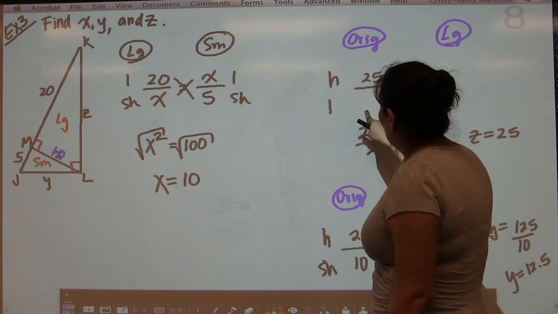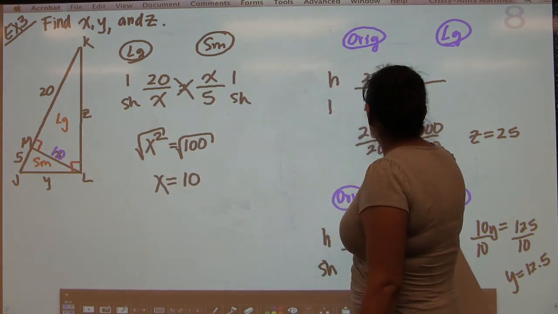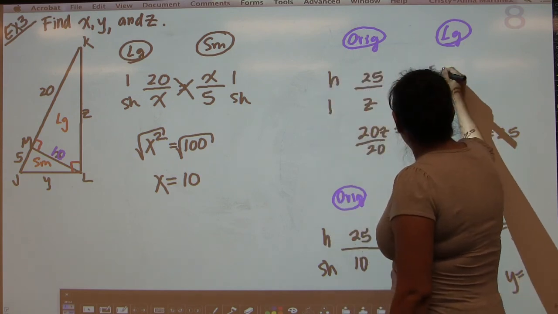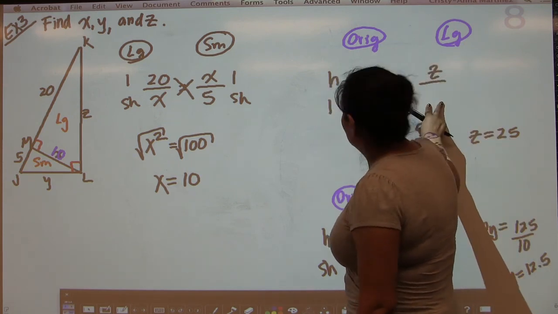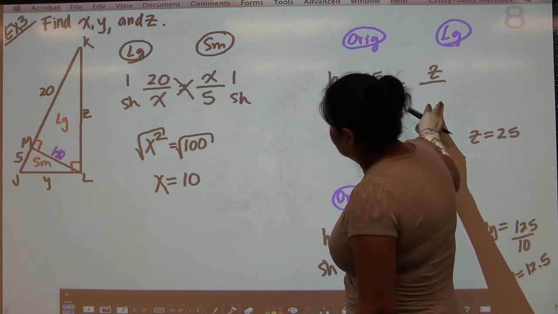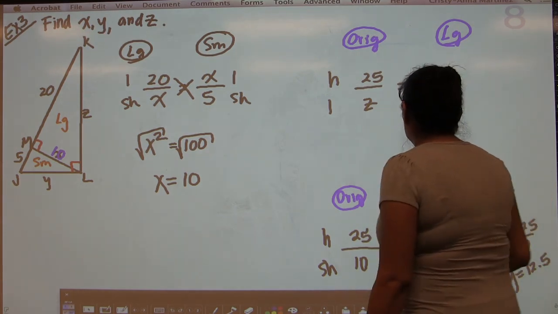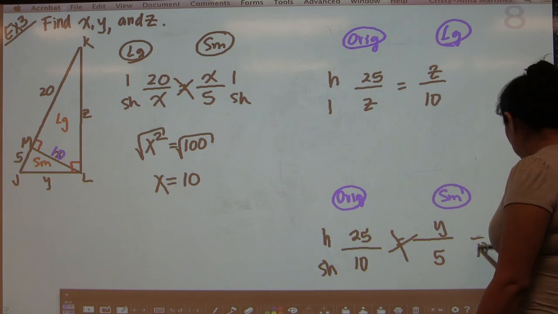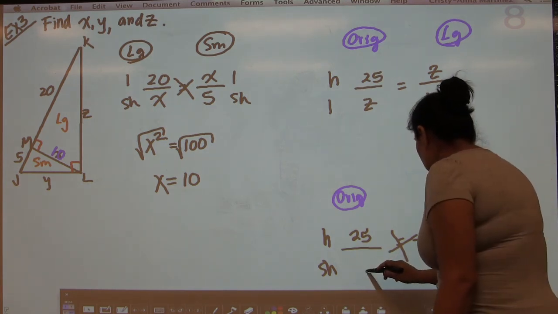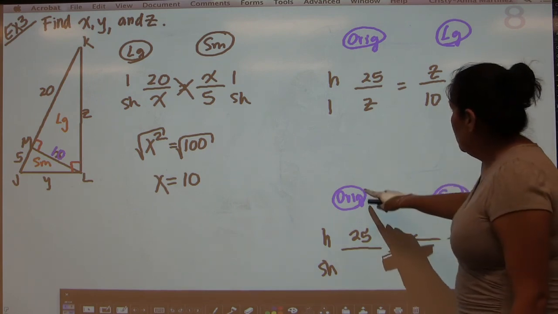For the original, the long side is actually z, that should be here. And then the large hypotenuse is going to be z as well. That makes more sense. And for the long side of the large triangle, it's 10. I am so sorry. Let's correct that real quick. We got that, and that means that I probably did it wrong over here too as well. Okay, let's do this again really quick here.